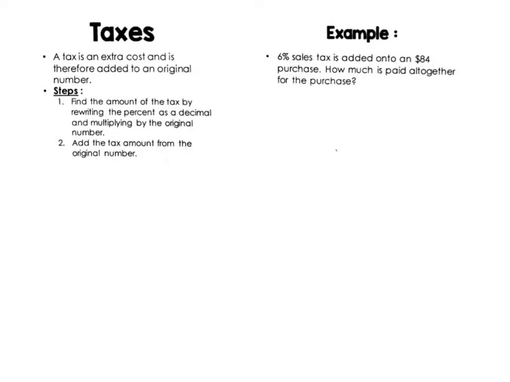So the first step is to find the amount of tax by rewriting the percent as a decimal. Now we learned in the last slide, all we have to do is move the decimal 2 times to the left. So we have 6%. We have the decimal here. So we have to move it over 2 decimal places and add the 0 for place value. So we have 0.06. Then it says to multiply by the original number, which was 84.